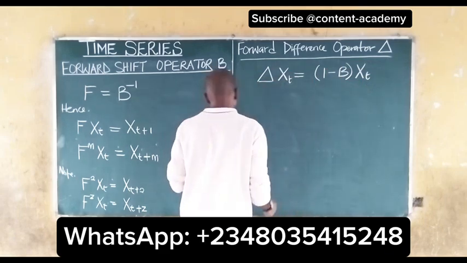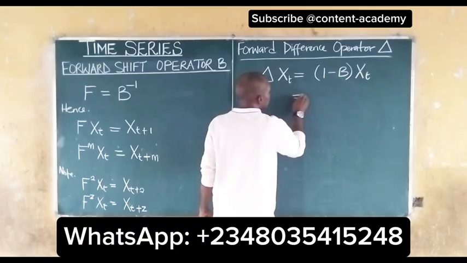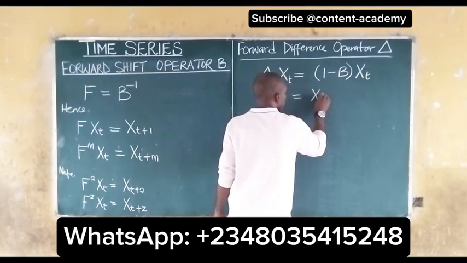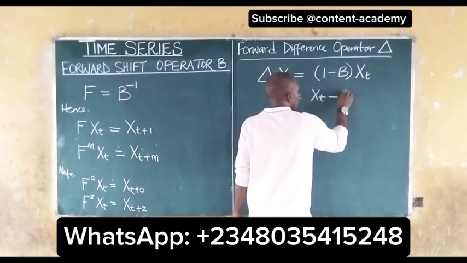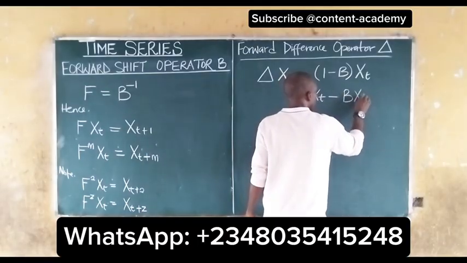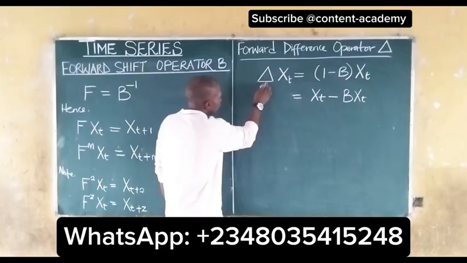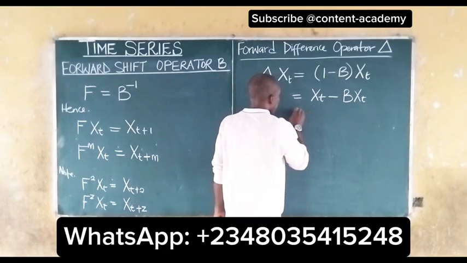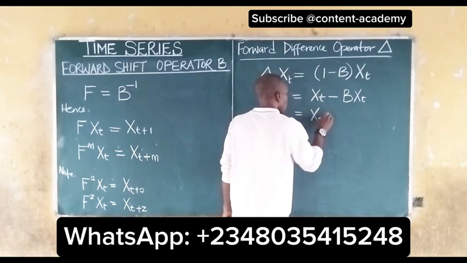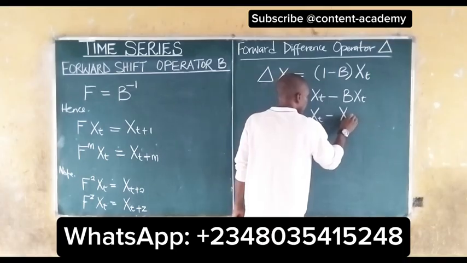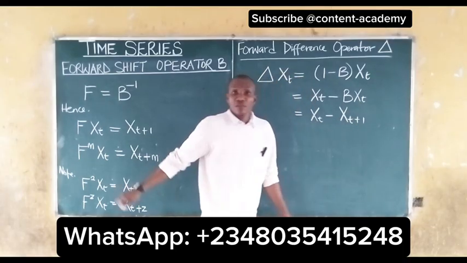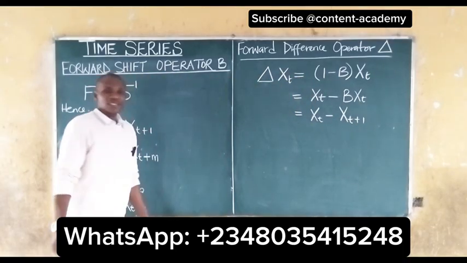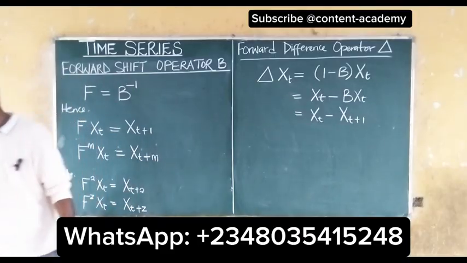Now, how do we compute this? In this case, we have this to be Xt minus BXt. Now, the difference between this operator and the backward shift operator is the sign we have to write. This is equal to Xt minus Xt plus 1. So that is how the forward shift operator works.